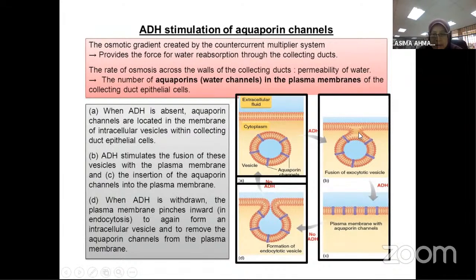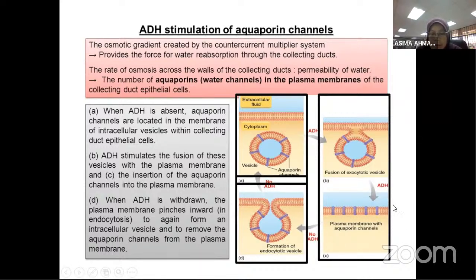Do you see how it joins here? It fuses, and it becomes like this. So now there will be more aquaporins present on the plasma membrane. With the presence of ADH, this will increase the permeability of the collecting duct for water. So more water will be reabsorbed.